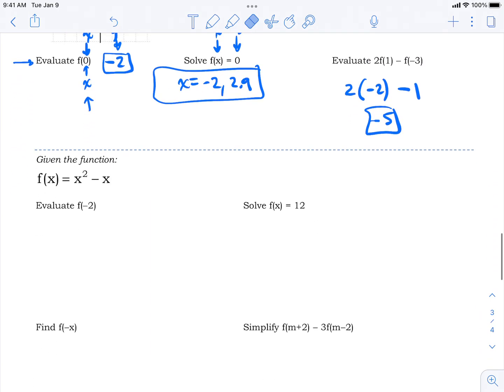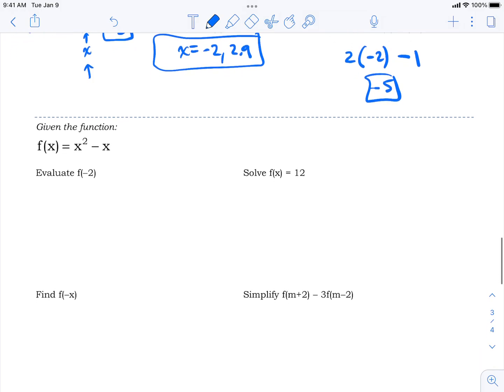This is a similar set of exercises. What's different here is we're not given the graph of the function. We're given the formula for the function. We're given this relationship here, x squared minus x. f of x is x squared minus x. We could graph it if we wanted to, but I don't want to.